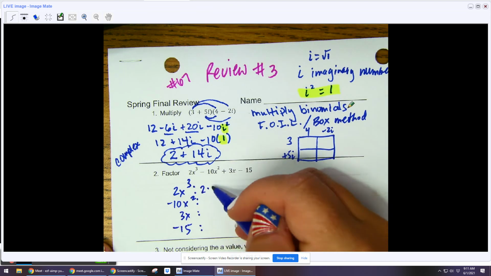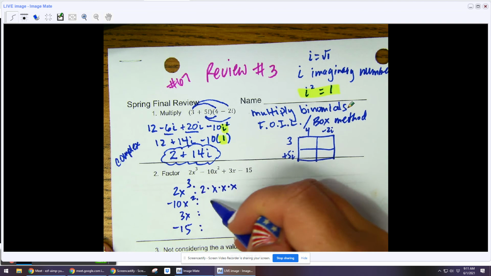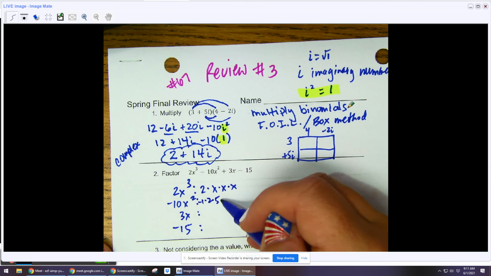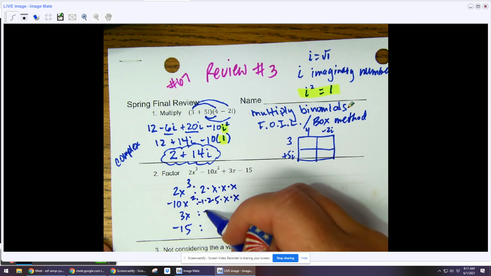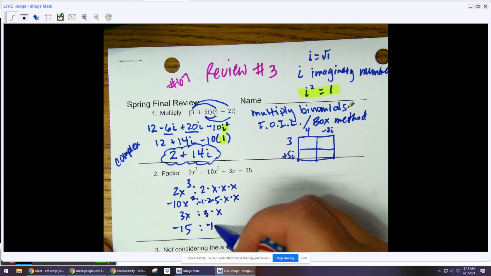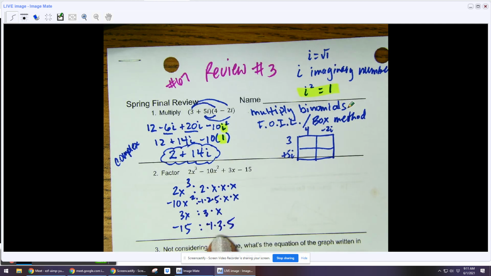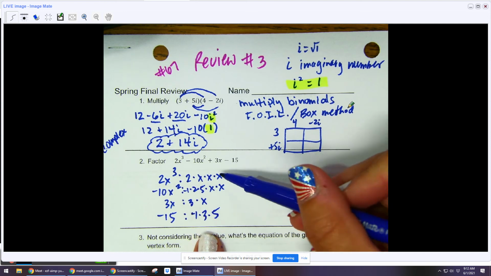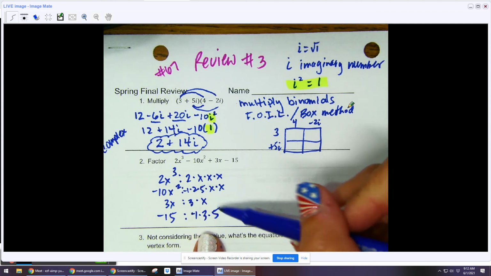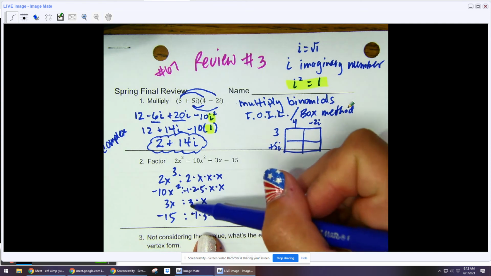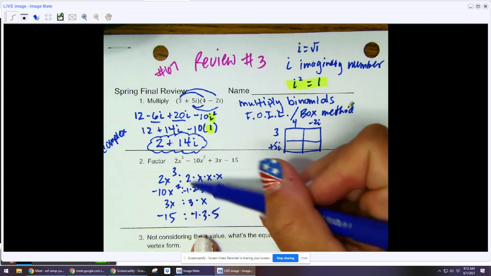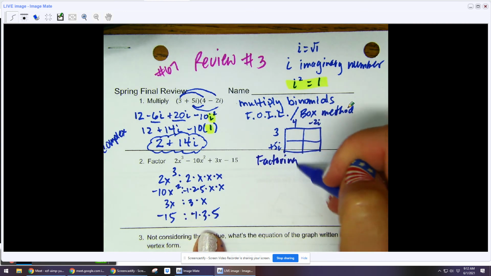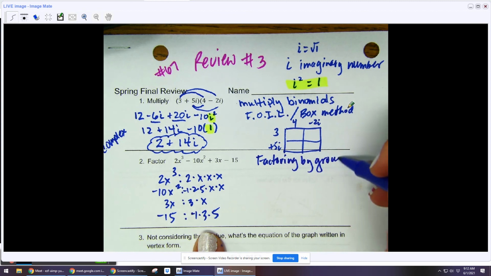So here I've got 2 times x times x times x. I've got negative 1 times 2 times 5. That makes our negative 10 times x times x. We've got a 3 times x. We've got a negative 1 times 3 times 5. Now, if I go look and I notice that there's not something in common like x, x, x, ding, no x, 2, 2, 2, no 2, 3, 3, no 3. There's not something in common everywhere. This is the factoring by grouping method.